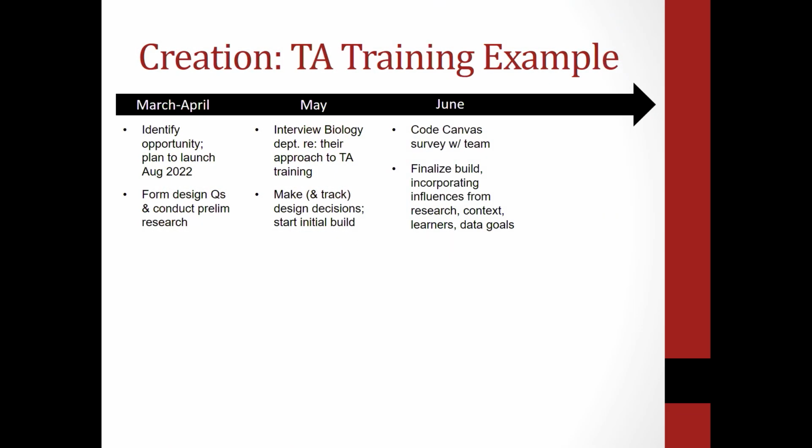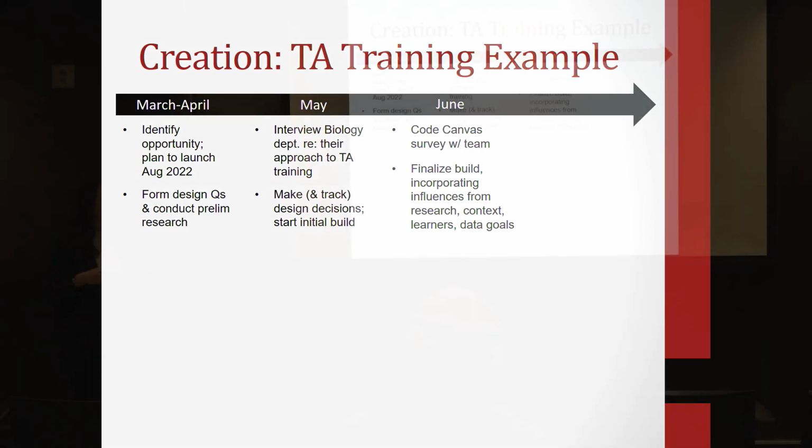So as we get later on in the summer, we start to finalize the build of the training itself in Canvas. Again, incorporating all of these influences that are coming from what we know about the context, what we know about the learners, the research that we've been doing, these human-centered approaches to collecting information about our learners, the TAs.